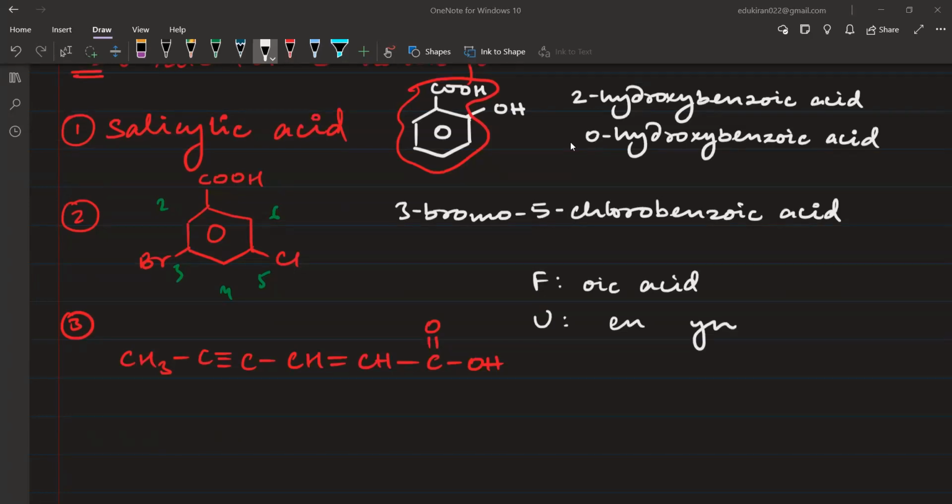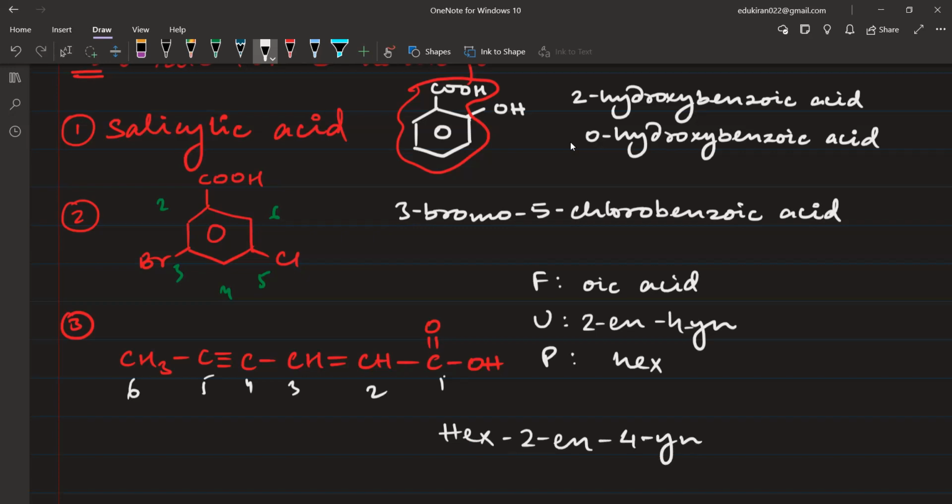Then we have the parent. Parent is going to be 1, 2, 3, 4, 5, 6, starting from the carbon atom that is nearest to the functional group, that is this carboxylic acid, which is inside the functional group itself. So it is going to be hex. And is there any substituent? There is no substituent here, right? So it will be hex. Now the double bond is in the second carbon atom. Triple bond is in the fourth carbon atom. So hex-2-ene-4-yne-1-oic acid, or you can just write oic acid. Okay, that's it.